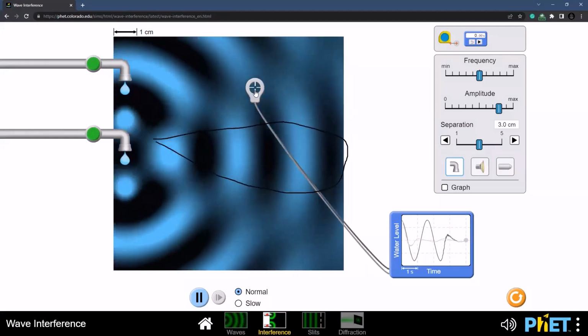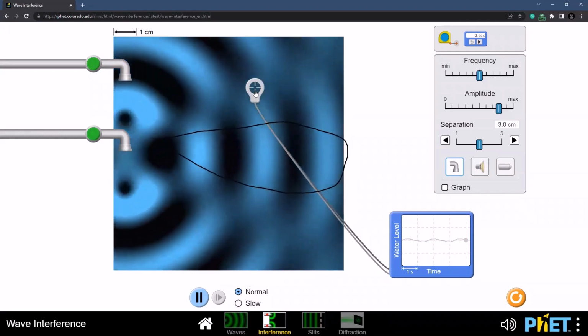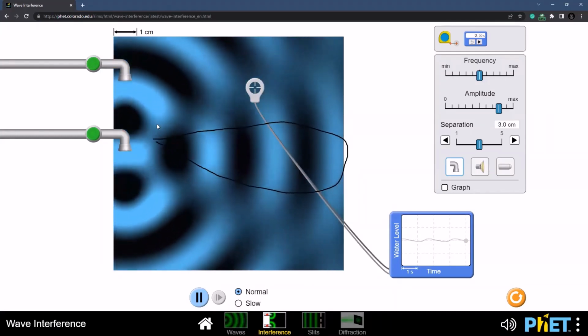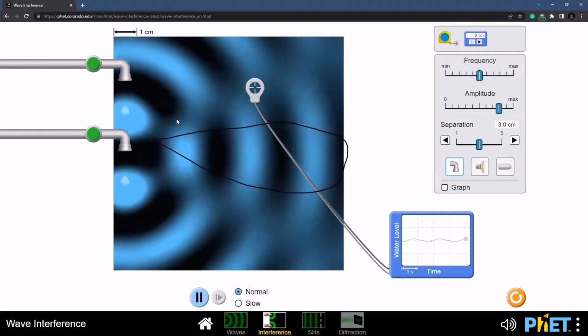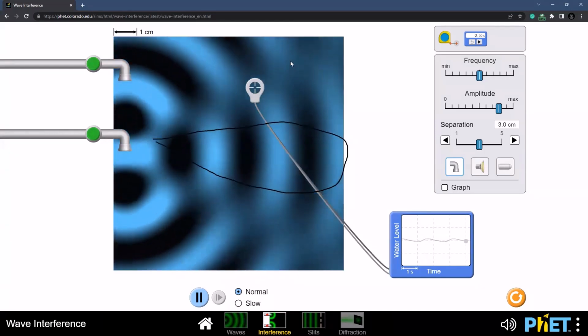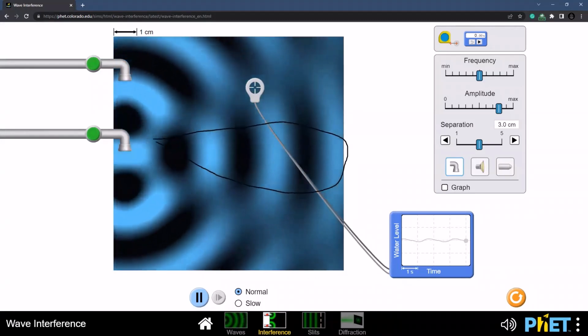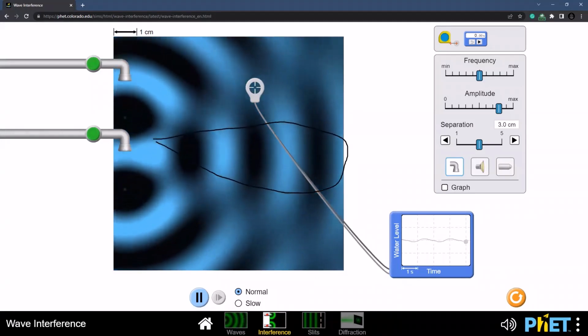Ano nangyayari dyan? Sa position na yan? It almost cancels out, no? Nagka-cancel out yung ating signal. Kaya pagdating natin dito sa area na to, wala na tayong signal, no? Na naka-cancel out yung ating energy dyan. So, this now uses the concept ng beamforming natin. Okay?